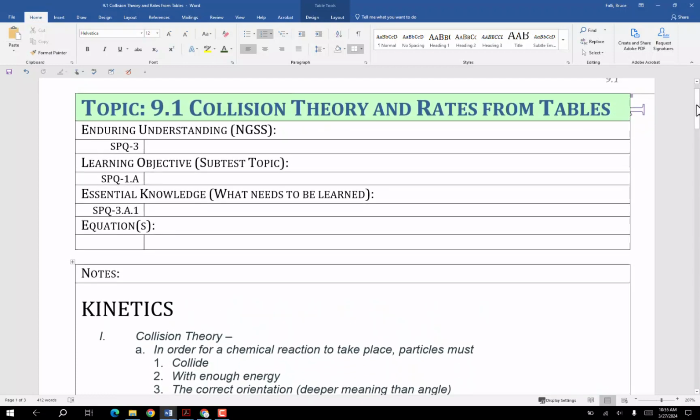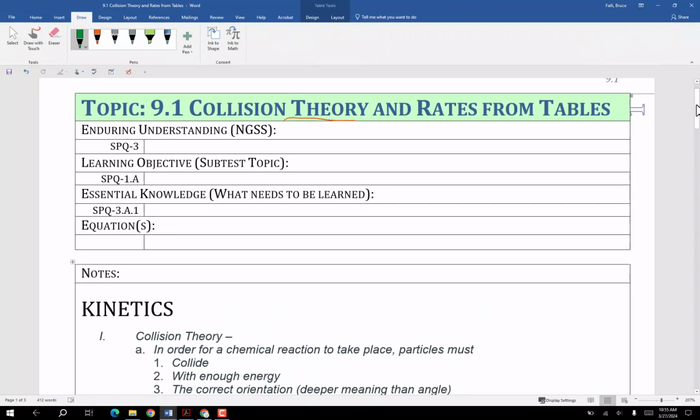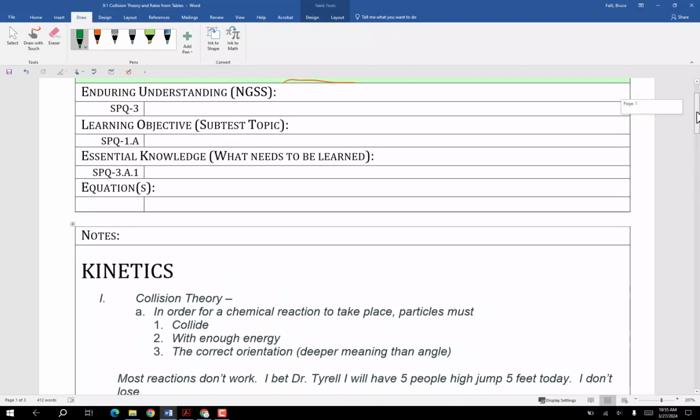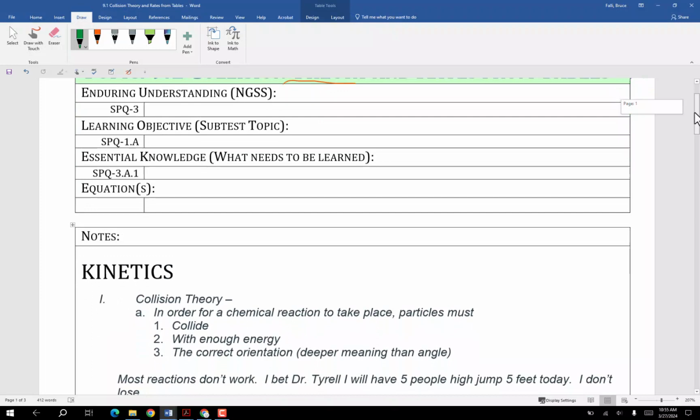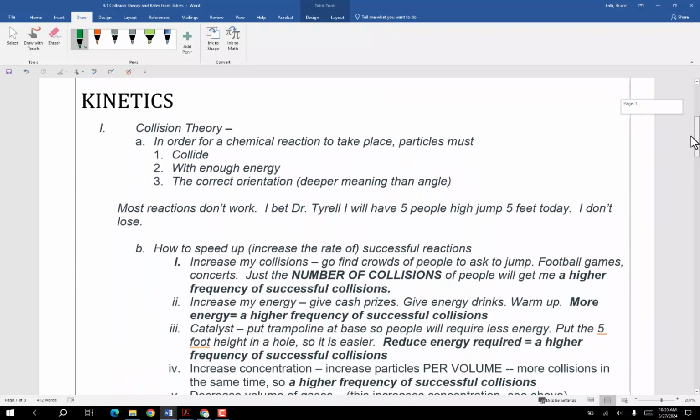We're going to talk about collision theory, which is a key thing to explain all kinds of reactions, and then a simple process of getting rates from tables, which is math that you've seen before, but a new application for it. So let's get started.